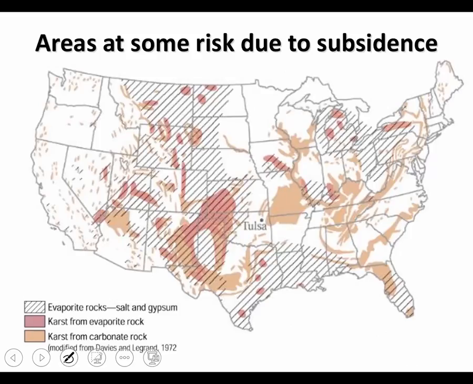Just another picture of the same thing. These are the areas that are at risk from subsidence in general, and you see that it's not just karst. All of this area here has the potential for subsidence. Basically all of Florida. And then, of course, areas where you have carbonate rocks exposed. Okay, so we've got a lot of area that's underlain by evaporite rocks, as well as evidence of surface dissolution.